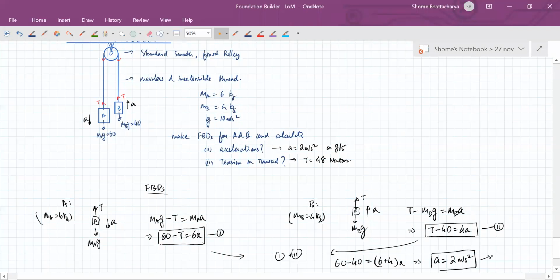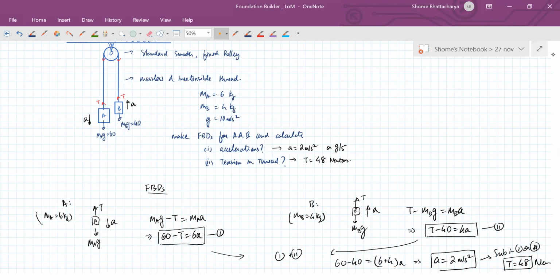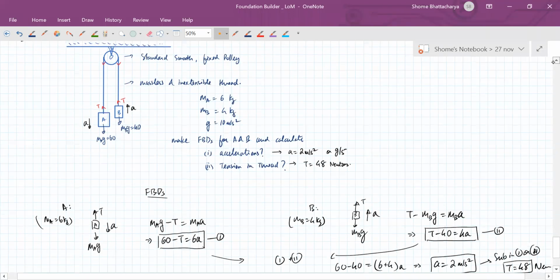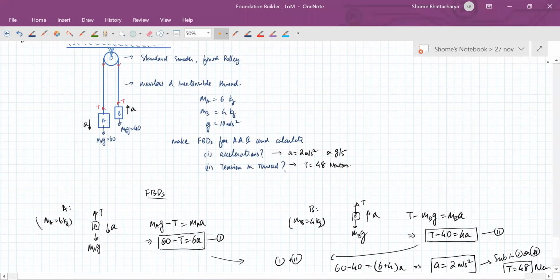And then substitute this in 1 or 2, whichever. You will get tension as 48 newtons. Same process as the previous question. The difference is that there, one block was moving horizontally. Here both the blocks are moving vertically, but one is moving downwards. The heavier one is coming downwards. The lighter one is going upwards.